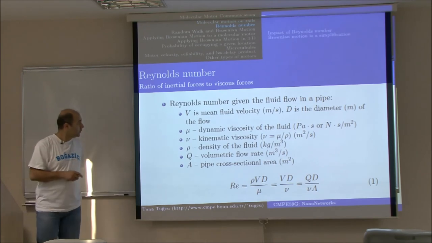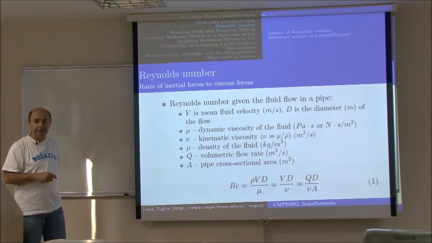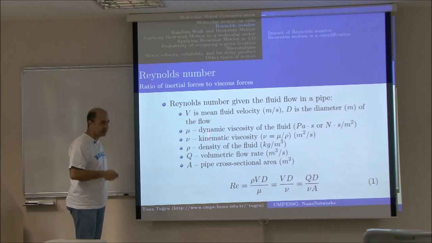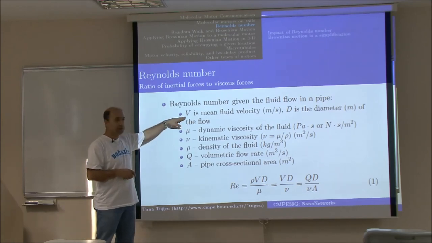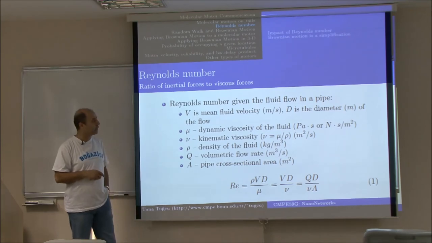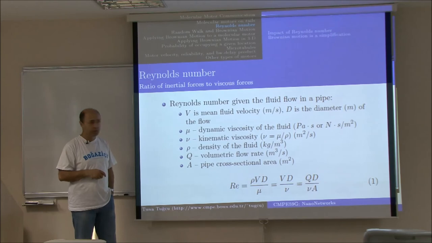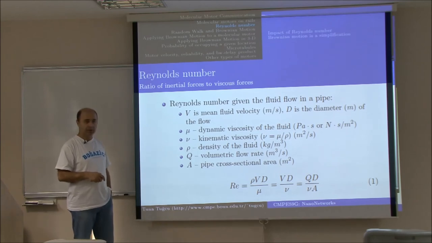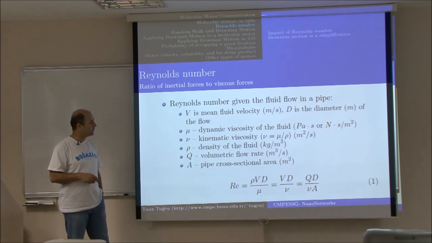Okay? So the Reynolds number for a fluid which is flowing in a pipe or in the environment can be defined according to these parameters. So what are these parameters? We will use V for the mean fluid velocity in meters per second, D as the diameter of the flow, again in meters, mu for the dynamic viscosity of the fluid in pascals times seconds or newton seconds per meter square, nu for the kinematic viscosity, which is actually mu over rho, where rho is the density of the fluid, Q is the volumetric flow rate, and A is the pipe cross-sectional area.